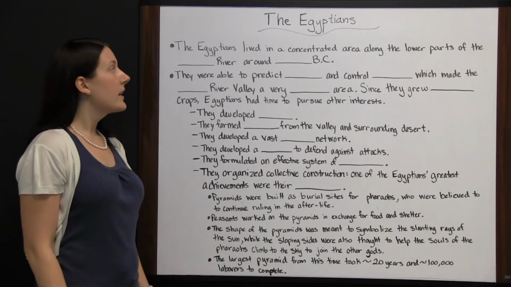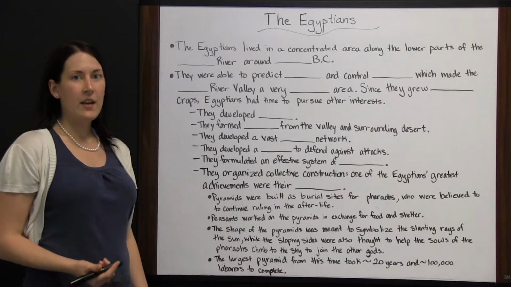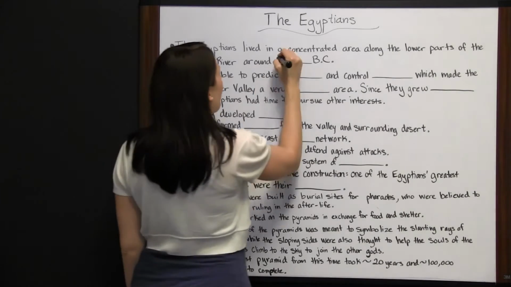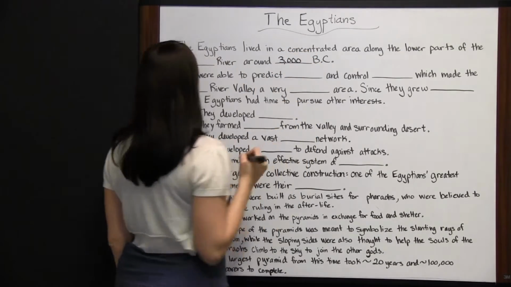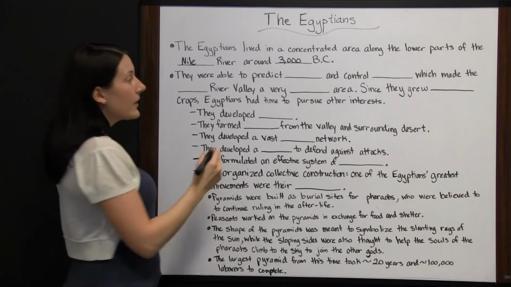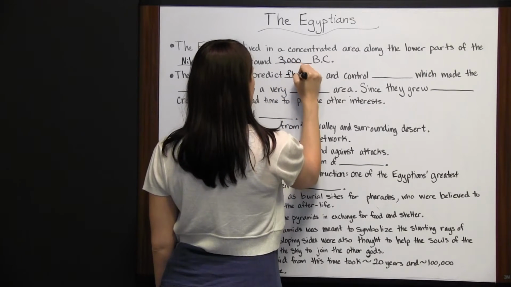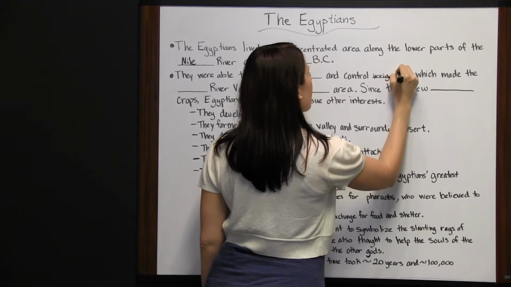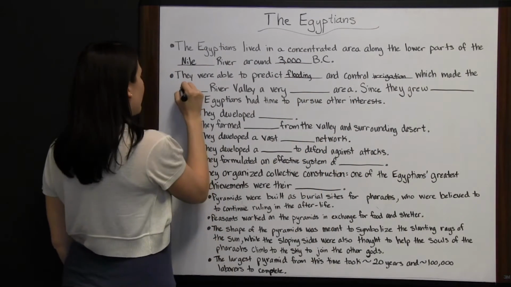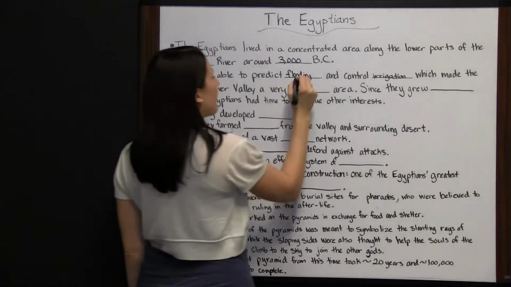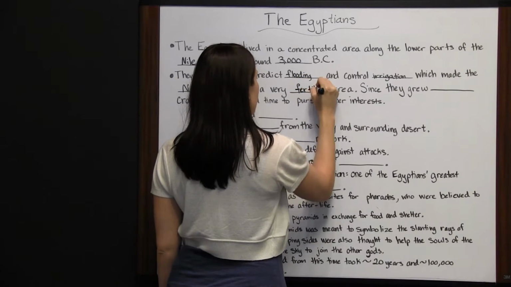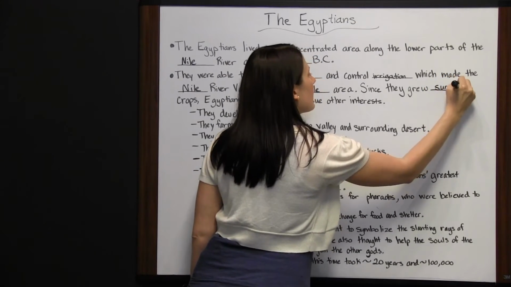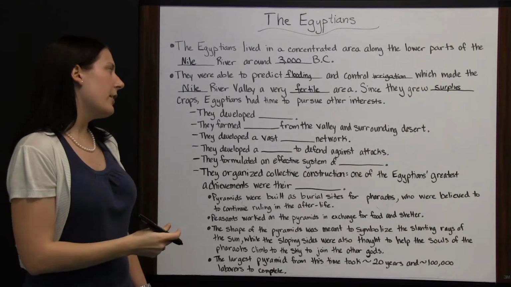The Egyptians. The Egyptians lived in a concentrated area along the lower parts of the Nile River around 3000 BC. And they were able to predict flooding and control irrigation, which made the Nile River Valley a very fertile area. And since they grew surplus crops, Egyptians had time to pursue other interests.